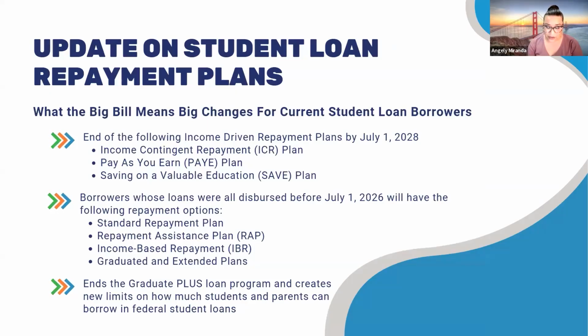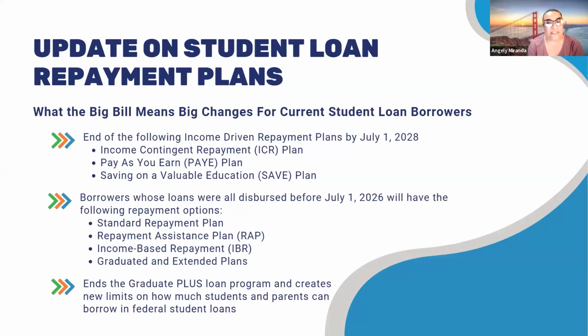So, as many of you might have heard, in July of 2025, the president signed the Big Beautiful Bill, which made a lot of changes to all things student loans. So, here are a couple things that I want to update you all. One, there's going to be an end to the following income-driven repayment plans by July 1st of 2028. This is important for you to know because right now these are still available, but starting July 1st, 2028, these will not be available for current student loan borrowers.